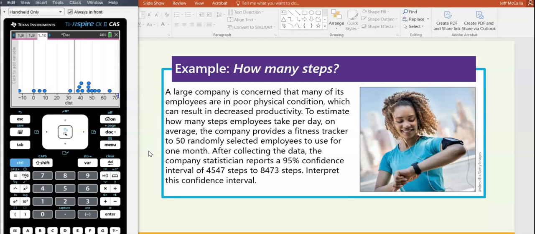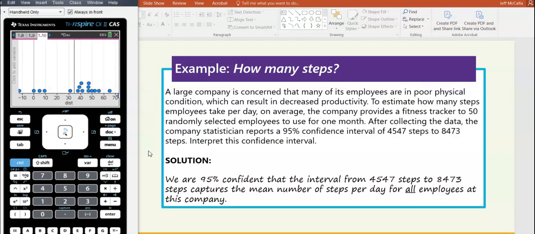A large company is concerned that many of its employees are in poor physical condition. That can result in decreased productivity. So they want to say, hey, get in shape. To estimate how many steps employees take per day, on average, the company provides a fitness tracker to 50 randomly selected employees to use for 1 month. My wife's hospital did this, and they got rewarded monetarily for having more steps, actually. After collecting the data, the company statistician reports a 95% confidence interval of 4,547 steps to 8,473 steps. Oh, not even 10,000 steps.